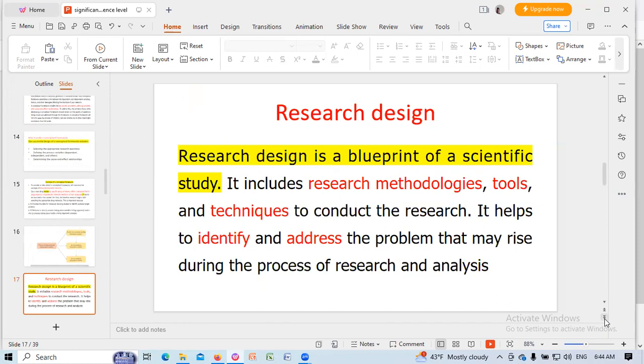Research design. Research design is the blueprint of a scientific study. That is the plan. Research design is also called the plan of your research. It includes research methodologies, tools, and techniques to conduct the research. It helps to identify and address the problems that may arise during the process of research and analysis.